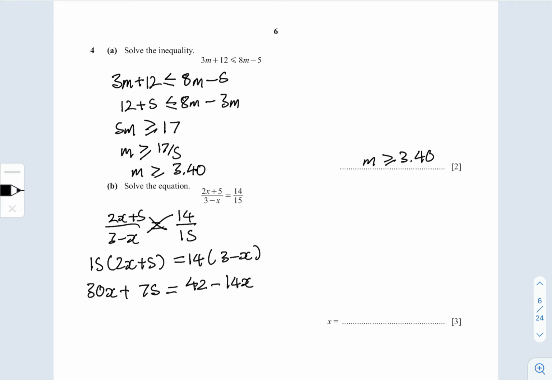Now bring all the x to the left side, all the numbers to the right side. So we get 44x equals negative 33. x equals negative 33 over 44, which would give us negative 0.75. Therefore, x equals negative 0.75.